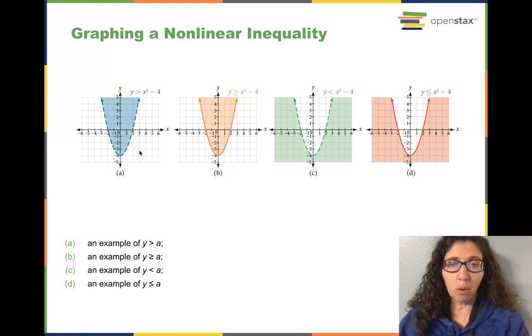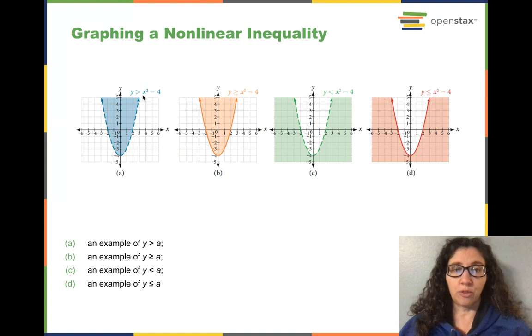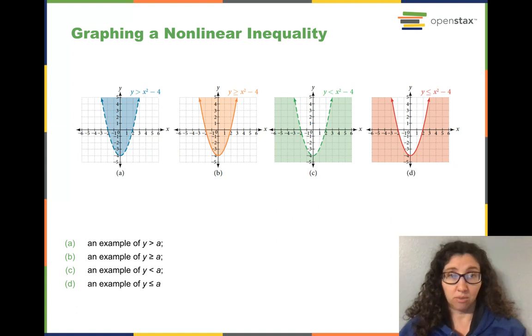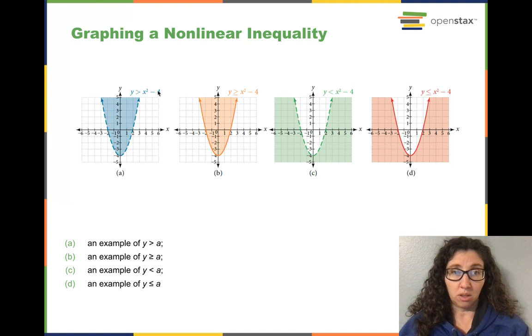If we have this parabola, x squared minus 4. All right, so it's just a regular x squared parabola, it opens up, shifted down by 4. Let's think about the 4 different kinds of inequality signs we could have. Right, so here, y is greater than x squared minus 4. Here it's greater than or equal to. Here it's less than. And here it's less than or equal to. Okay?